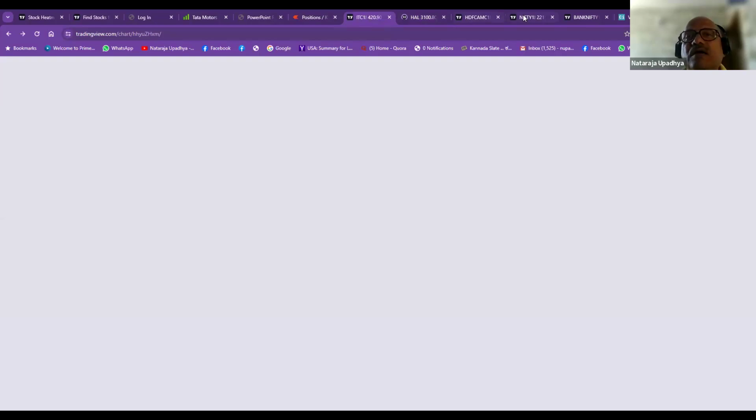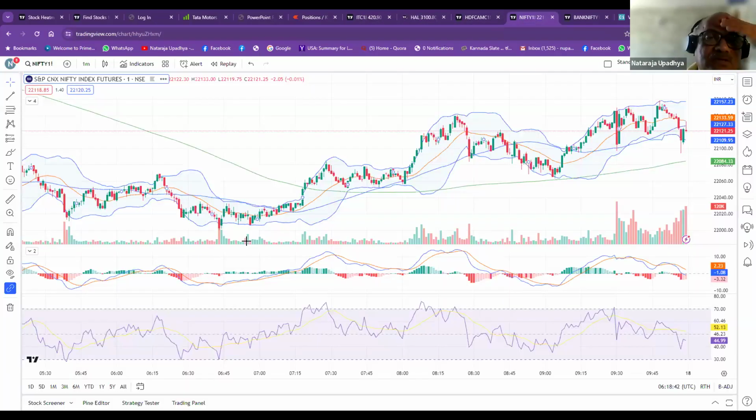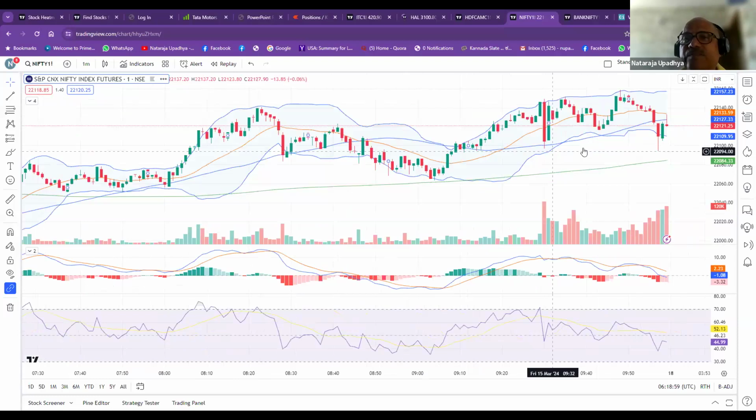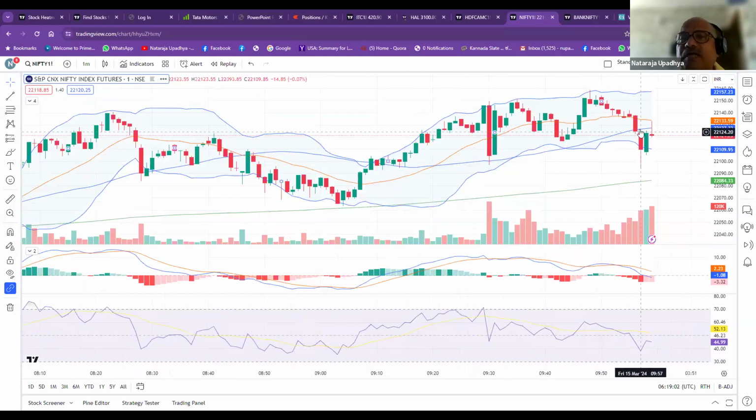Okay, I'm stuck with Nifty therefore. Okay. So let us talk about how to make sense of a graph or a chart like this. Now this chart can be drawn in different fashions. Here it is drawn in terms of candles. Candle is a basic unit of price movement.